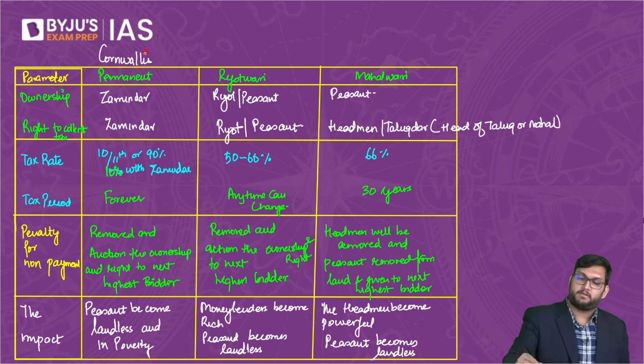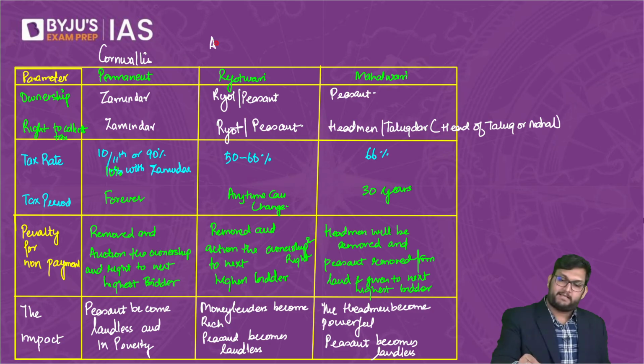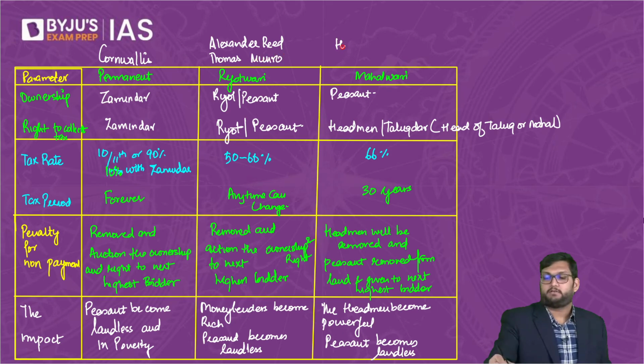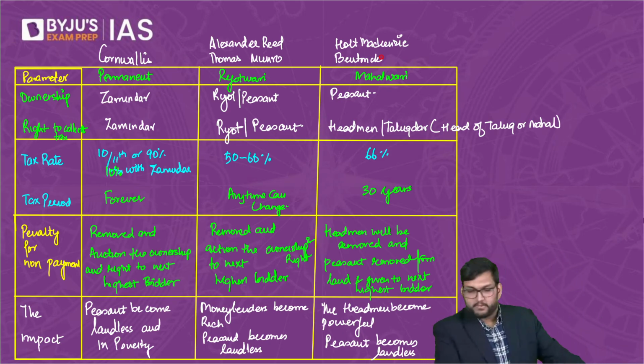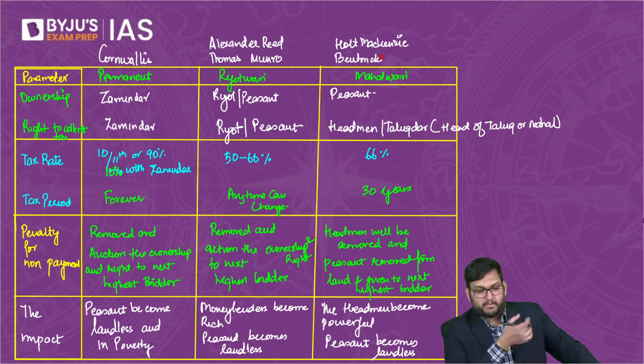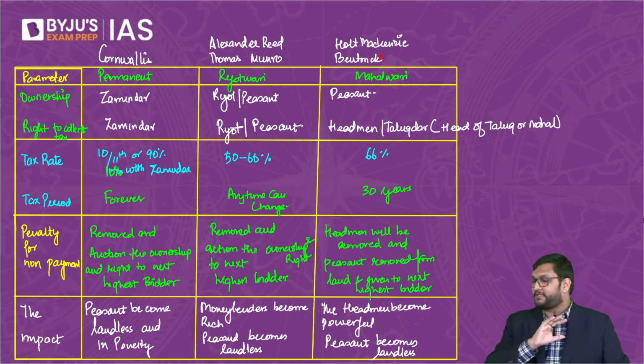Who introduced this system? Cornwallis. This is Alexander Reed and Thomas Munro. This is Holt Mackenzie and thereafter Bentinck. See, the location I'm showing it to you on a map. Basic point of the matter is this, perfect? Is this clear? Come on. I can't be more precise. I can't be more clear than this. I hope that you understand all three together.